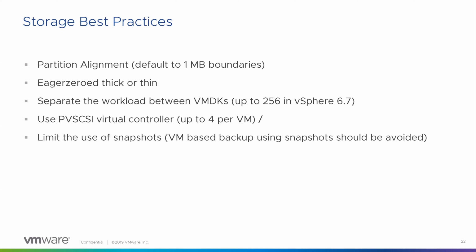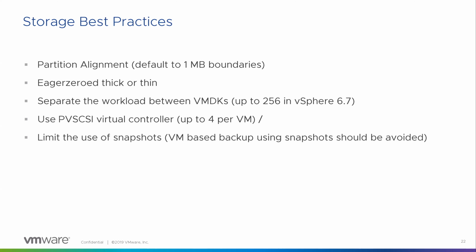The second thing is eager zero thick versus thin or lazy zero. It all goes back to what the application is and what the nature of the application is. Typically for supercritical applications, especially on SAN, we say make sure that you have the VMDK set to eager zero thick, especially for Oracle RAC on SAN. On traditional SAN, the requirement is still there, where we're using the multi-writer flag and eager zero thick. You don't have that requirement on vSAN.